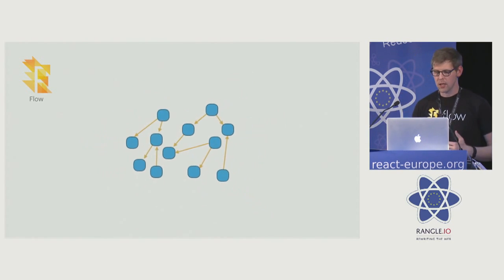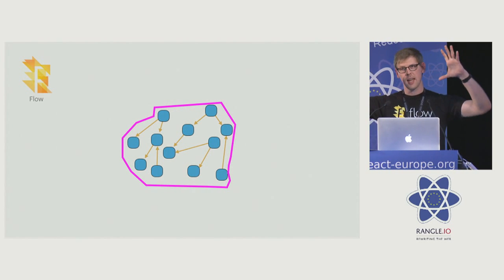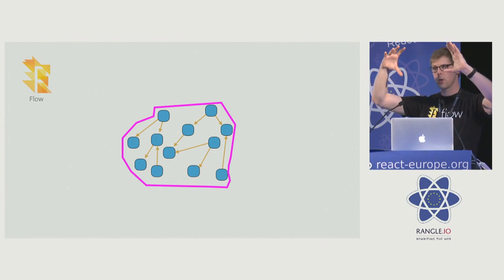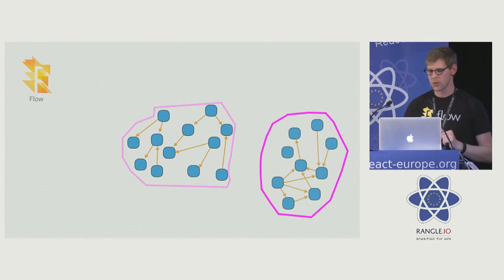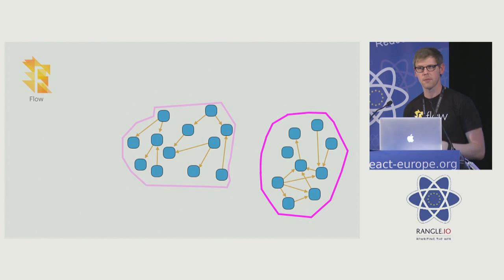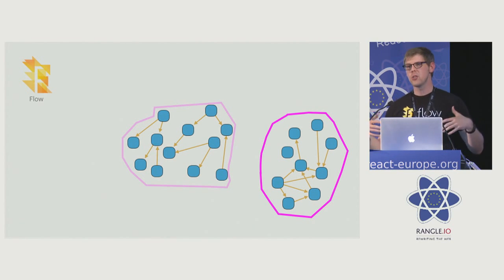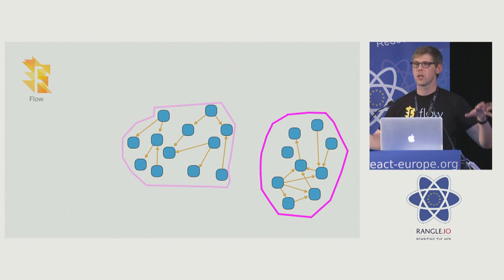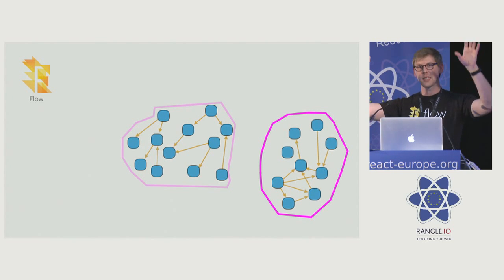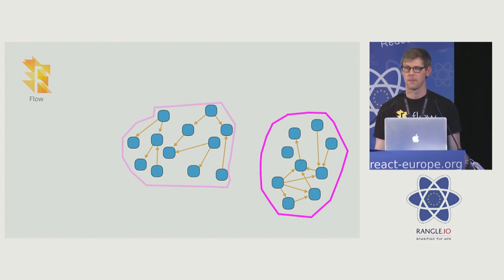So what we're going to do here is draw a line around these types to indicate that they're all contained within one module. This flow graph is just for a single module, and our application actually has a second module over here which has its own flow graph. And so we can take the process we just ran through and do it in parallel. Because these two modules are completely isolated, we can run these two processes in parallel. We can type check two parts of your program at the same time.